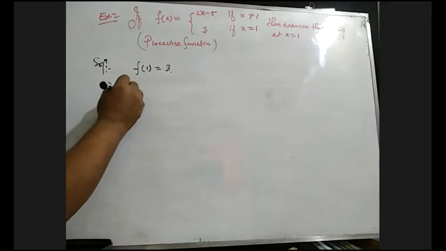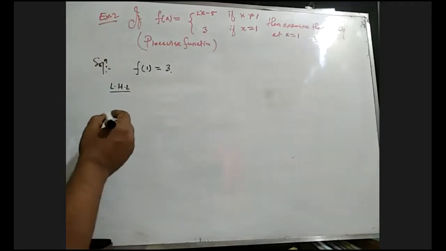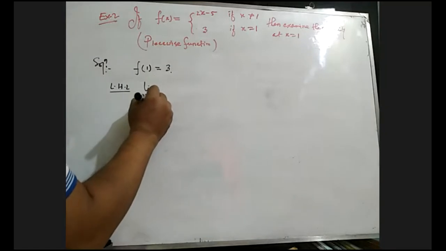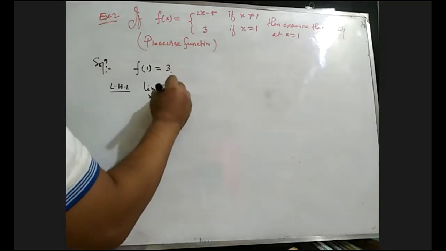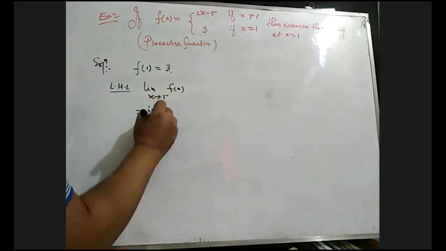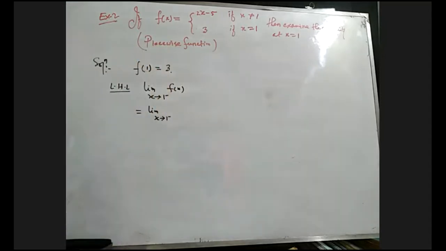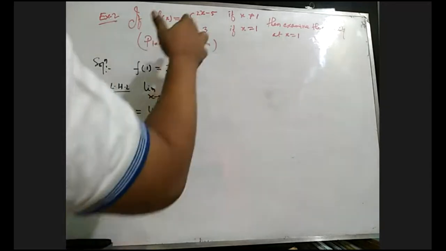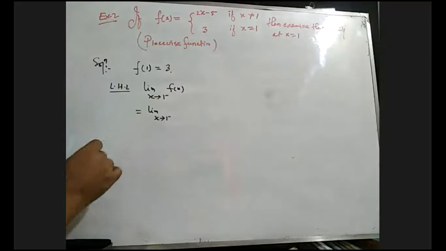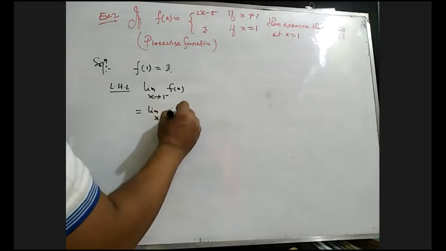Now, left hand limit. How can we find the left hand limit? You must know from the definition, limit x tends to 1 minus of f of x. For x less than 1, in which function? From the above function we get the original value of the limit. So this is the limit of 2x minus 5.